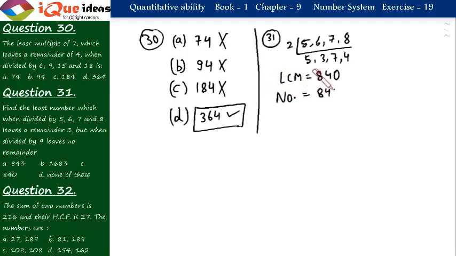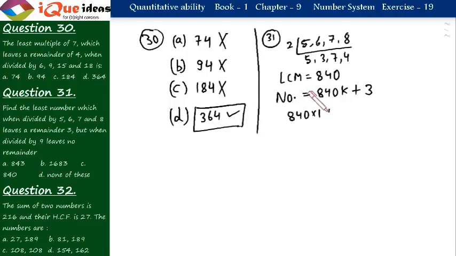So our required number should be 840k plus 3. Right? So any such number when you divide by 5, 6, 7 or 8 will always give a remainder of 3 because 840 will be divisible by any one of them. But we need a number which is completely divisible by 9.